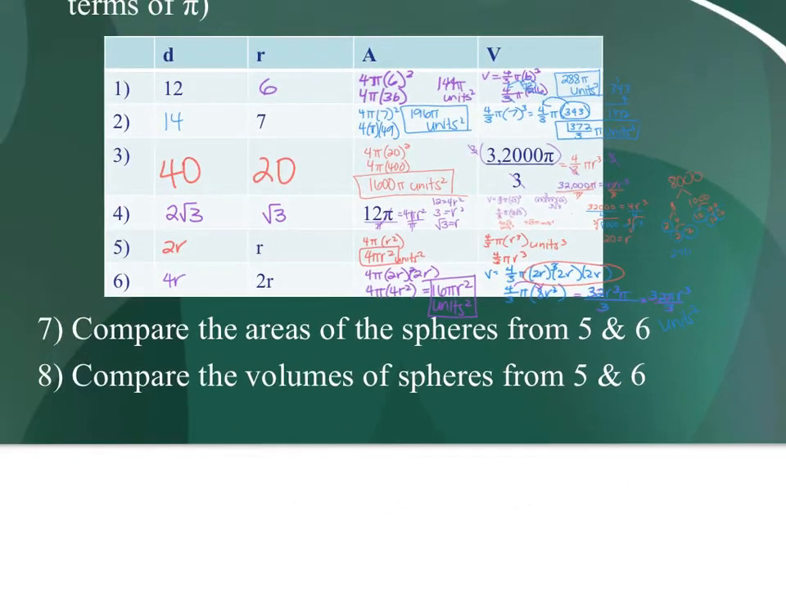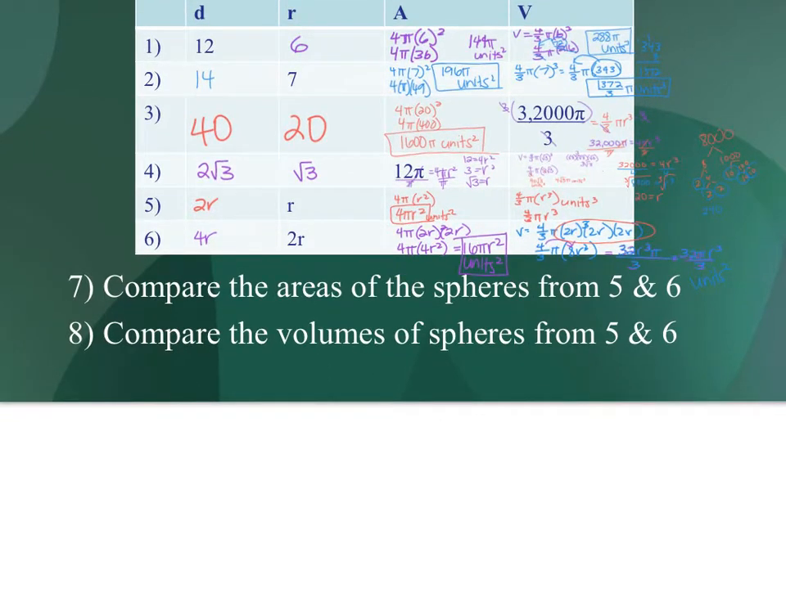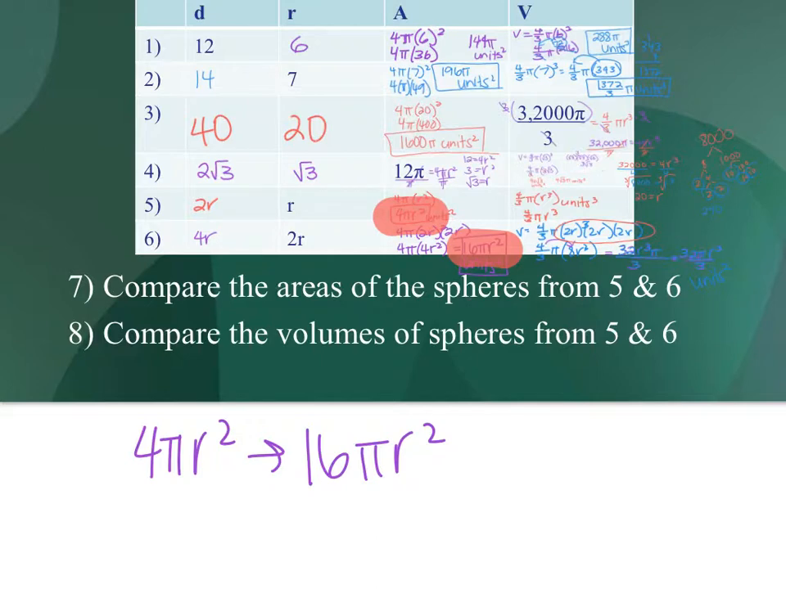All right, then the last two questions ask you to compare. Number 7 says compare the areas of the spheres from 5 and 6. So if I look at the areas here, what do you notice when I compare 4 pi r squared to 16 pi r squared? It's like it being raised to the power of 2, right? It's like I took that first area and I squared it. So this would have been the first area squared, okay? Something like that. And I'll give you a hint that this leads to similar solids. That's where you're going with this, because that's the next section.